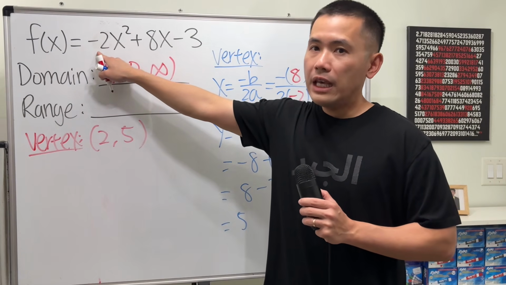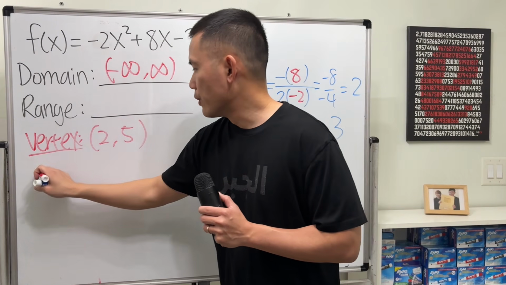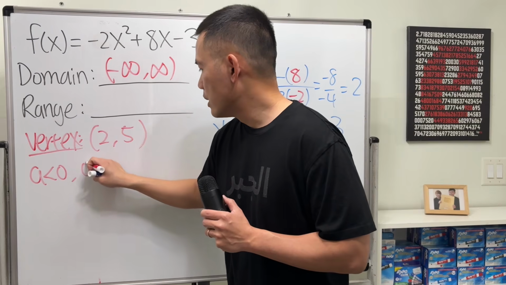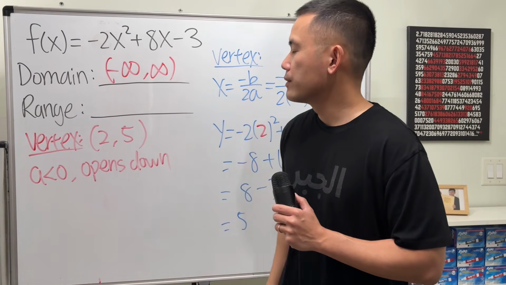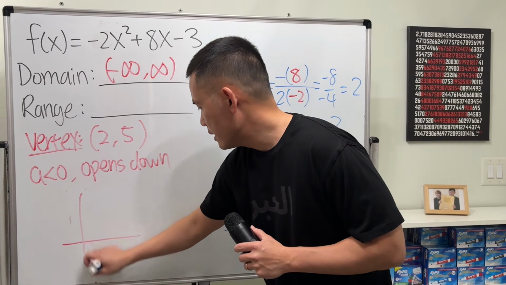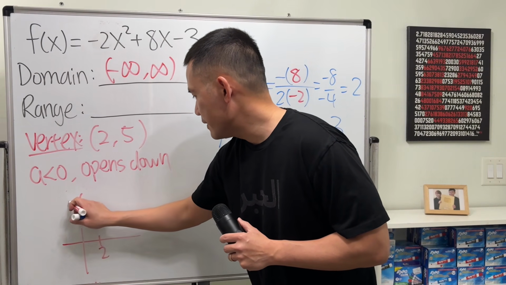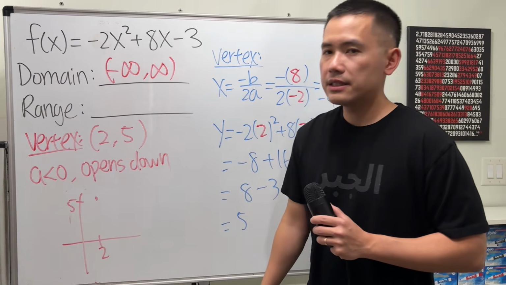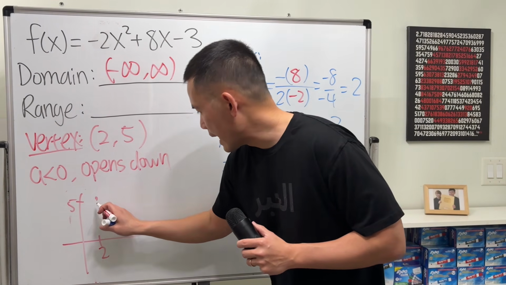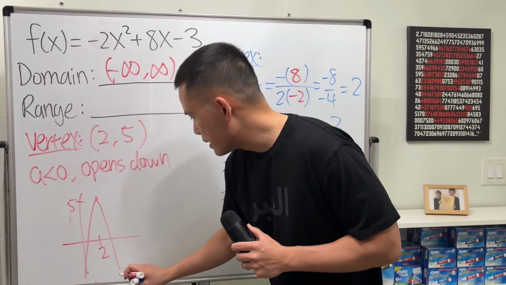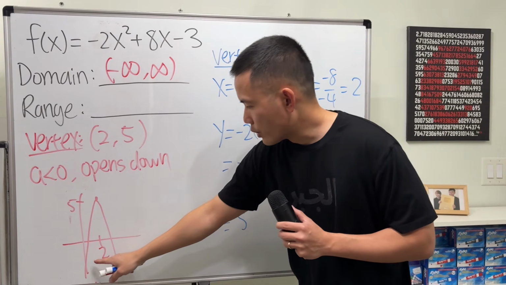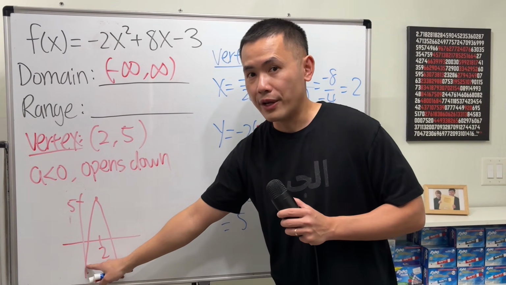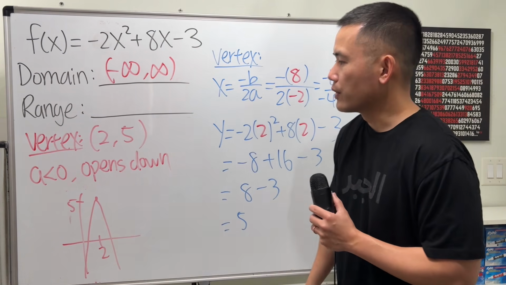And then our A value here is negative 2. So because A is less than 0, the graph will open down. Okay, let's say 2 is here and 5 is here. So here is our vertex, and the graph will open down. So it will look something like this. And in fact, if x is equal to 0, the y is negative 3. So the y-intercept is somewhere right here. So it's around negative 3 for the y.